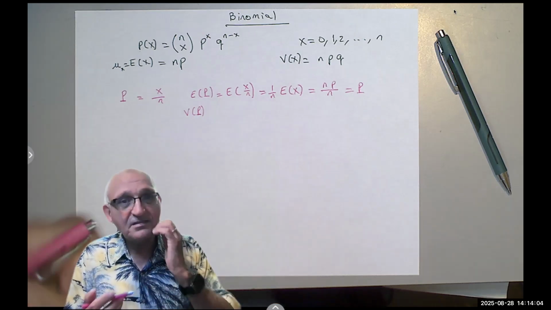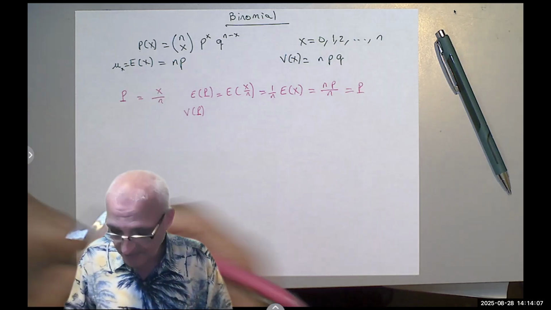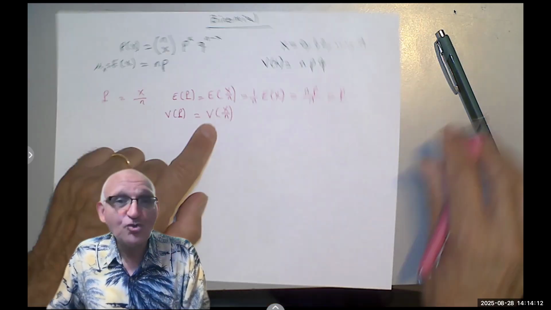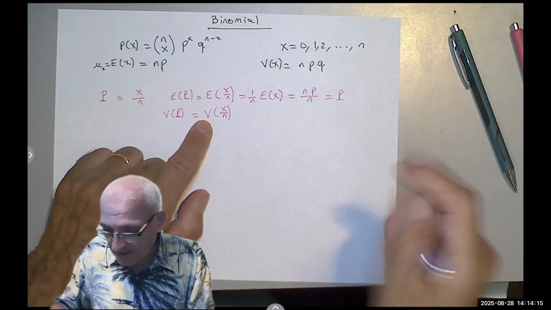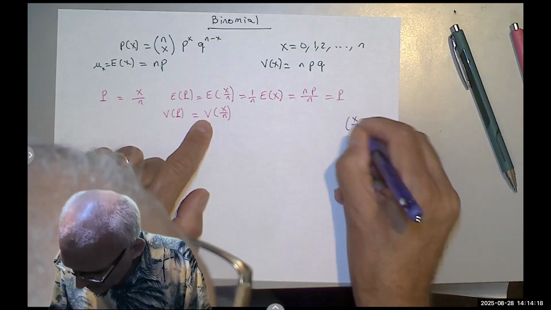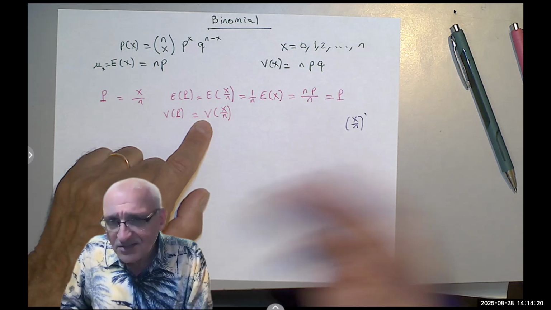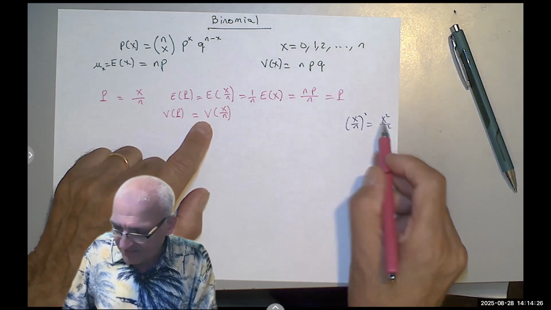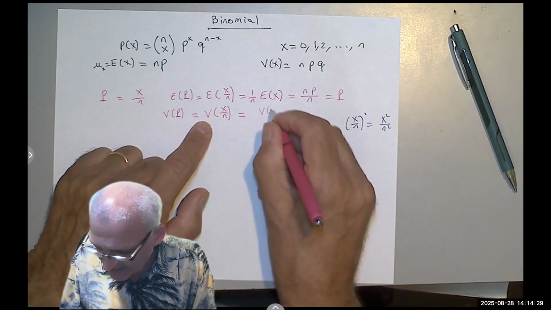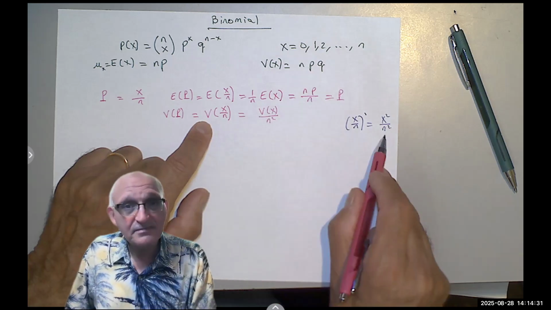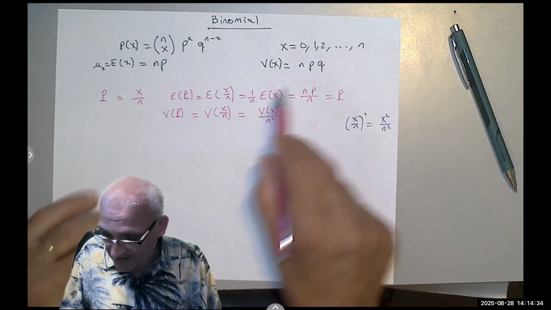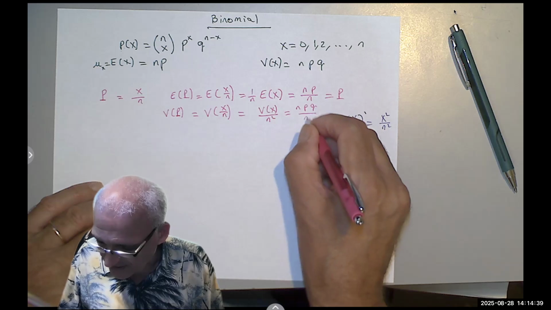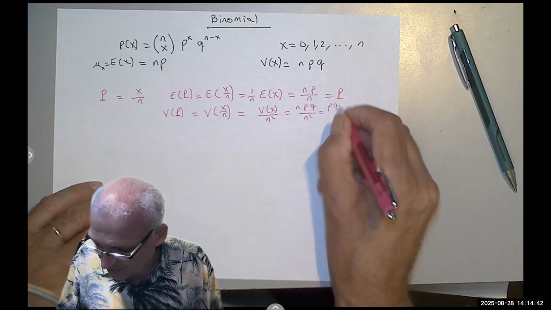Remember, linear combination of random variables. It's the variance of x over n. And every time I told you, when you see the variance, you go to the side and say, variance means square, so let me square this. That's so easy. It's the variance of x divided by n squared. But the variance of x is npq, so it's npq over n squared. It's pq over n.